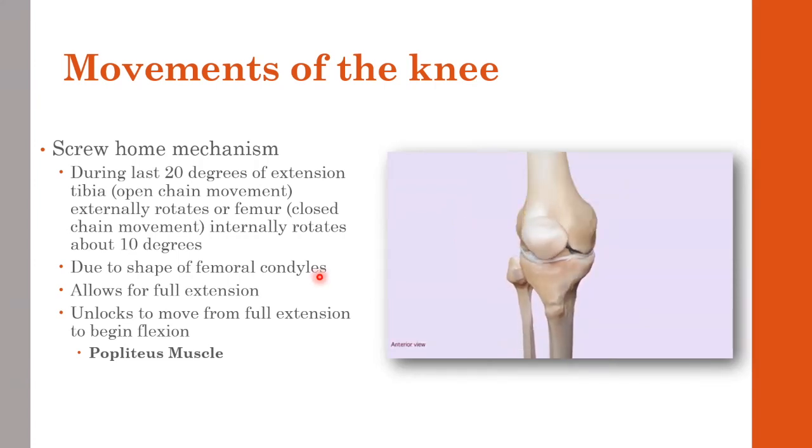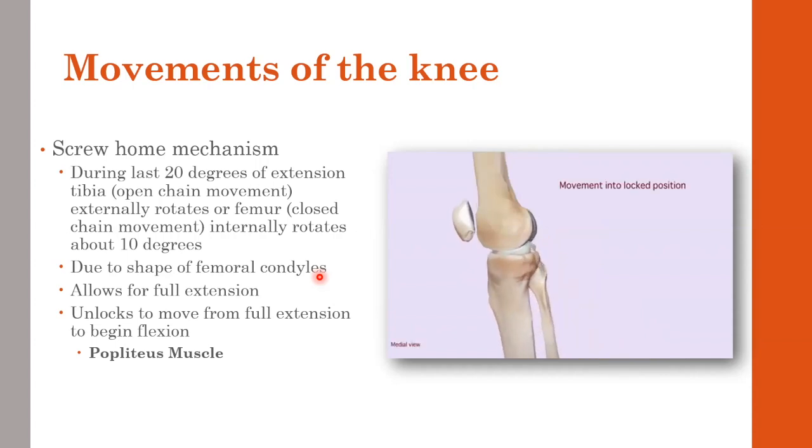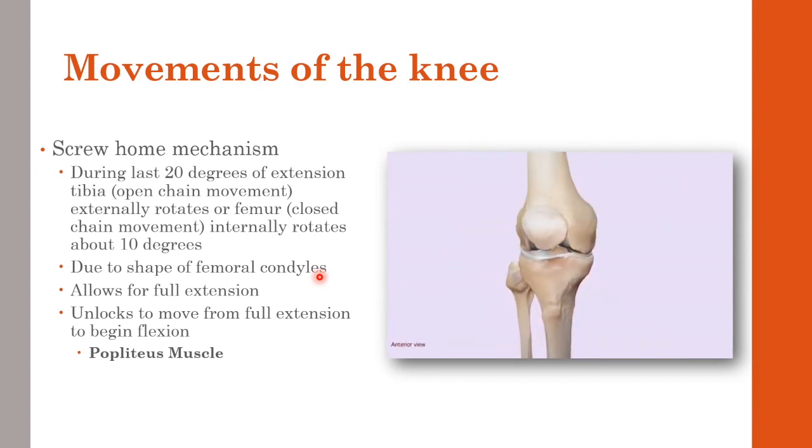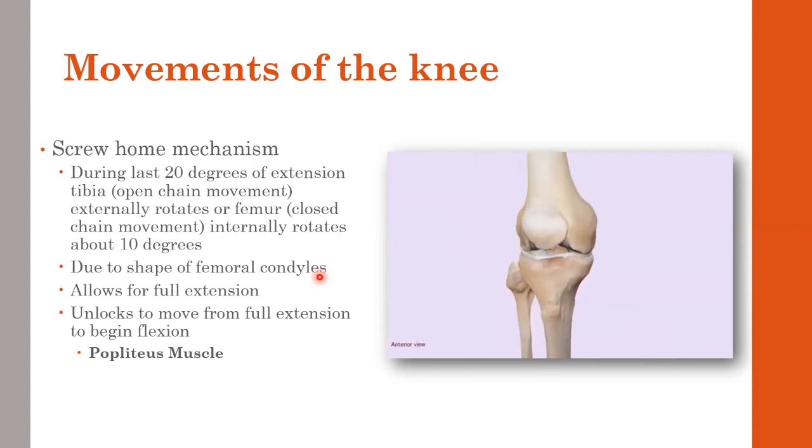So during the last 20 degrees of knee extension in an open chain movement, the tibia will externally rotate on the femur, or in a closed chain movement, the femur will internally rotate about the tibia. These small internal, external rotation actions mainly occur because, and we talked about this acute angle, in order for the knee joint to fully lock out, those two bones have to be in line.